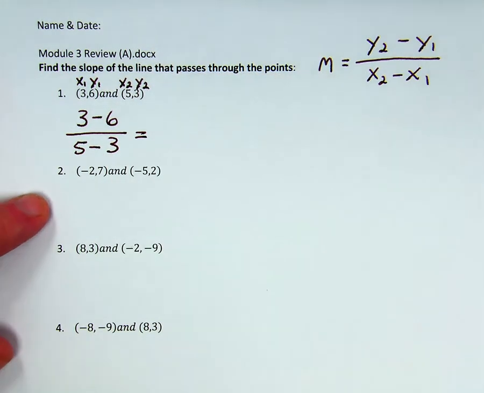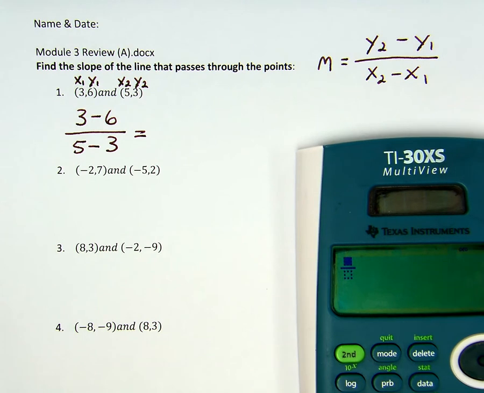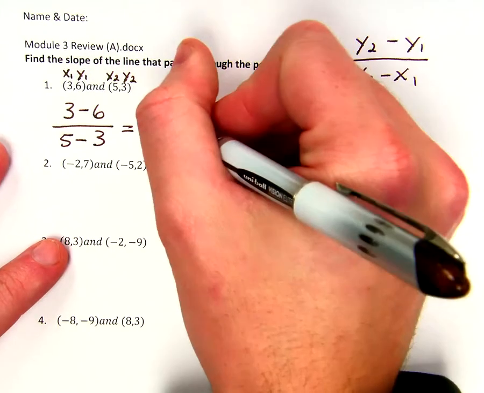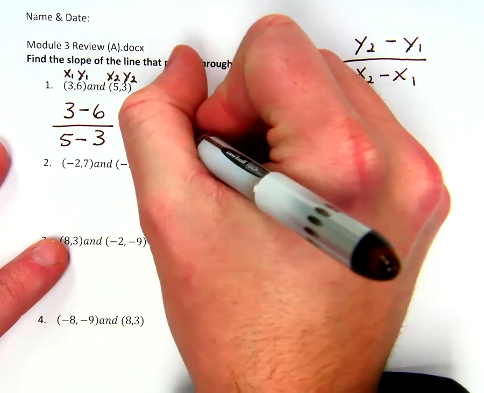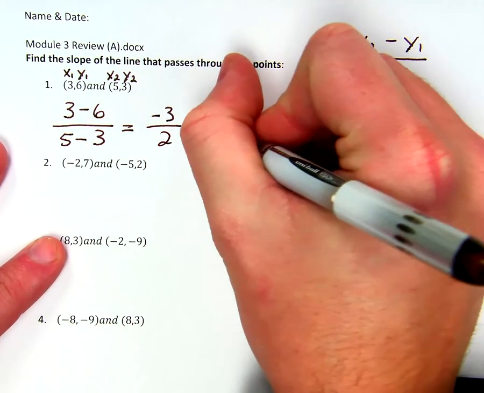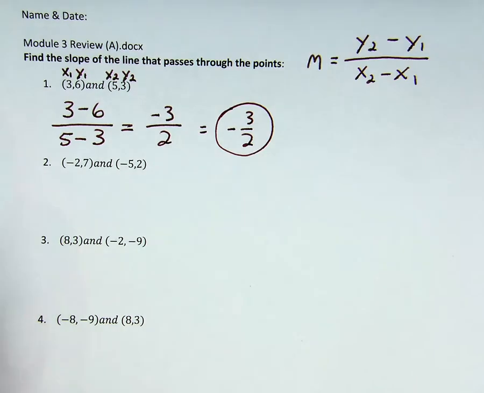If you want to, you can just enter these in on your calculator. You hit the fraction button and type the problem exactly as you see it. 3 minus 6 on top, 5 minus 3 on bottom. Hit enter, and your calculator will already give you the simplified answer. Mine says negative 3 over 2. If you wanted to do them by hand, or your calculator doesn't have a fraction button, you can find that 3 minus 6 is negative 3, and 5 minus 3 is 2, which does simplify to negative 3 over 2, the same thing we got on our calculator.